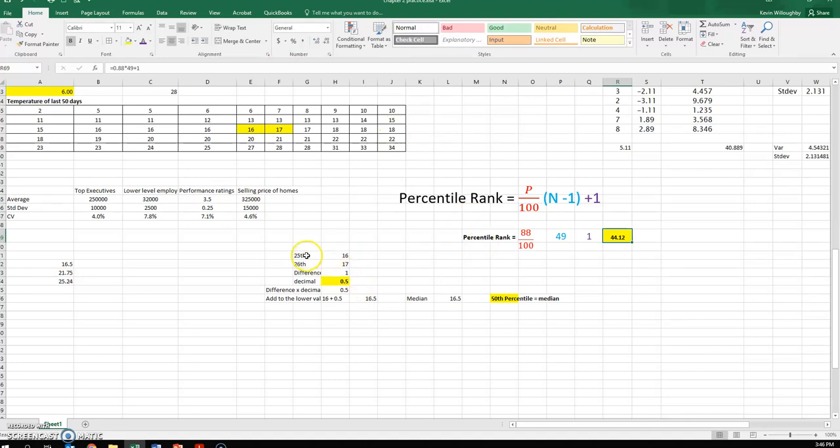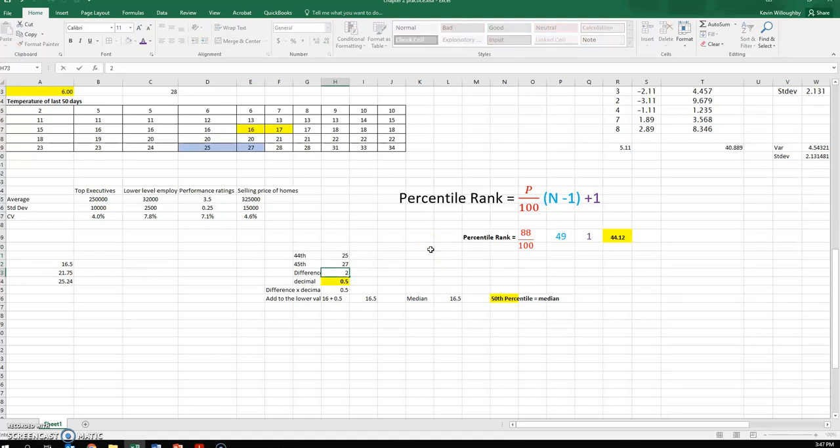So remember, 44.12 tells us where that percentile is going to be. We need the whole number below it, so we need the 44th position and then the 45th position. Let's go find that 44th position: 10, 20, 30, 40, 41, 42, 43, 44, and 45. So it's right in here. Let's change colors slightly and go with the blue. The 44th position is 25. The 45th position is 27.